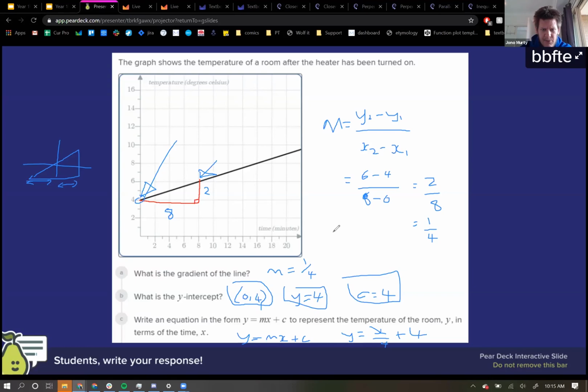If you said your gradient was 2 on 8, if that was a test, it would just depend how nice your teacher is, whether or not they'd accept that as a final answer. We should always simplify our fractions in cases like this where we can.